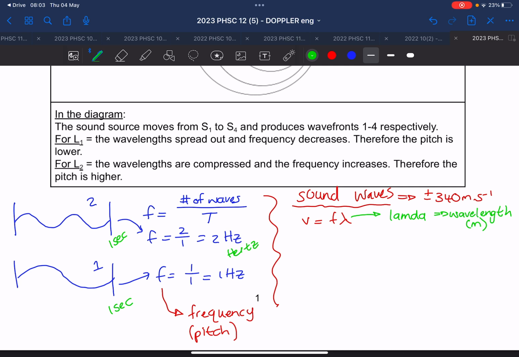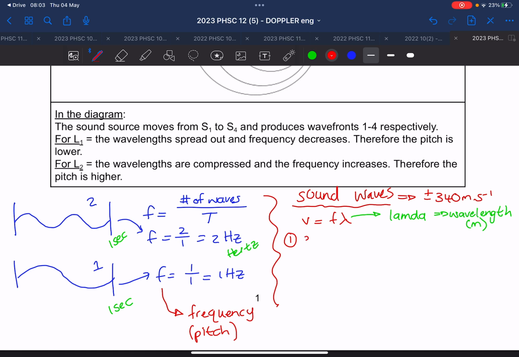Okay, so we can take that formula. That formula is on your data sheet. You just need to know what it stands for. And we can determine the length, the wavelength, the lambda of one wave. All right, so I want you to write there 1. Okay, for wave 1, we're going to determine the wavelength.